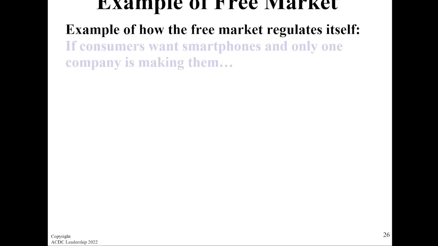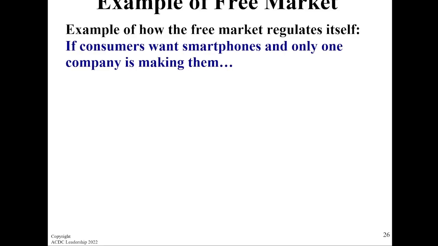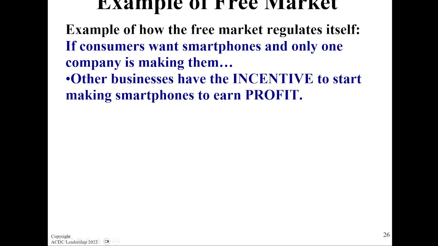So some examples of free market: if a consumer wants smartphones, let's say you want an iPhone from Apple, and only one company is making them. Let's say only Apple is making the phones. Other businesses will have the incentive to start making smartphones to earn profit, for example, Samsung.